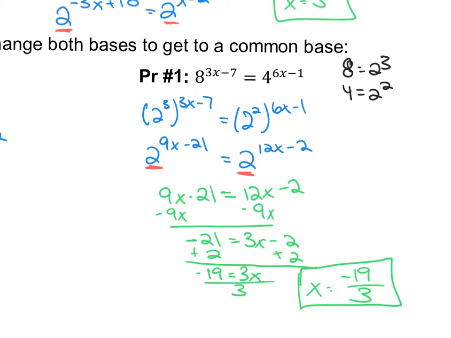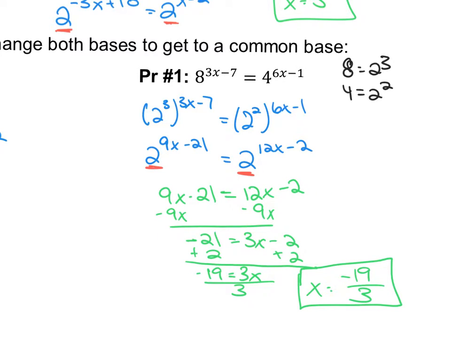And so then distributing out this 3 and distributing out this 2, we get 2, so our common base, to the 9x minus 21 equals 2, our common base, to the 12x minus 2. So now that we have these common bases, we can go ahead and just solve for our x value. So we can say 9x minus 21 equals 12x minus 2 because of our common base rule.